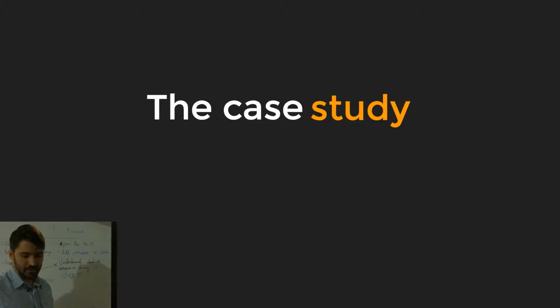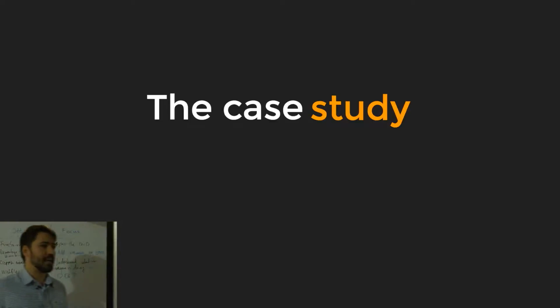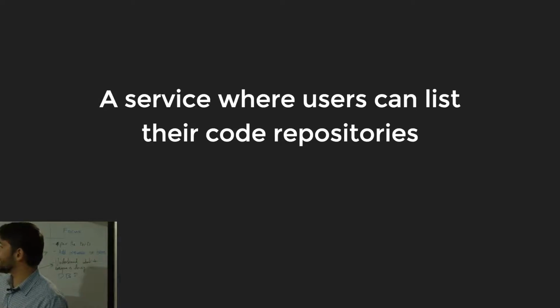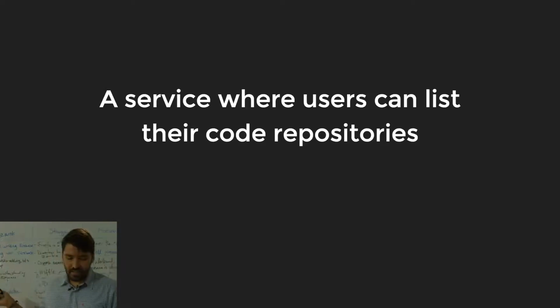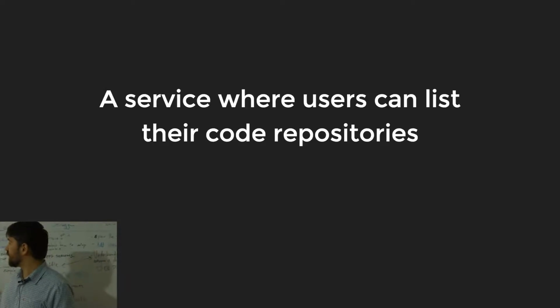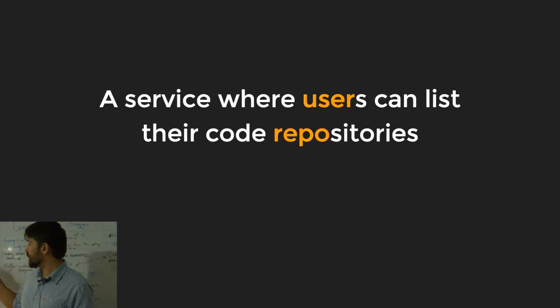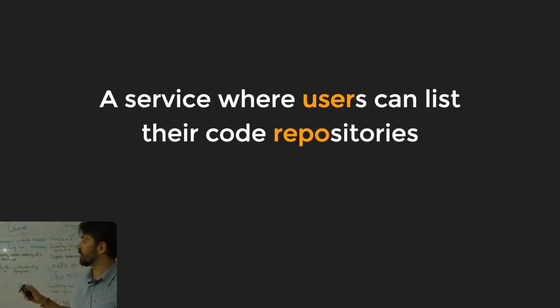OK, so the next is a case study. I'm going to sit down and demonstrate some open source API tools and try to reflect on some of the design concepts I've just been talking about, also introducing these tools that you can look at later on. I'm taking a very simple API, and as a requirement, I'm setting out a service where users can list their code repositories. So here, we can already name two resources: user and repository, or repo for short.